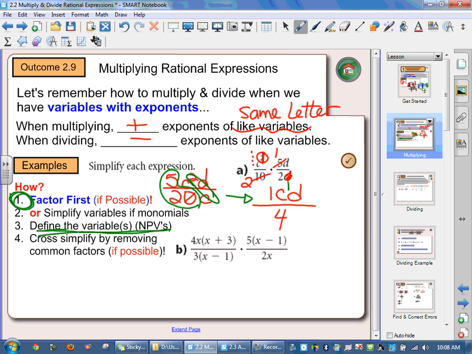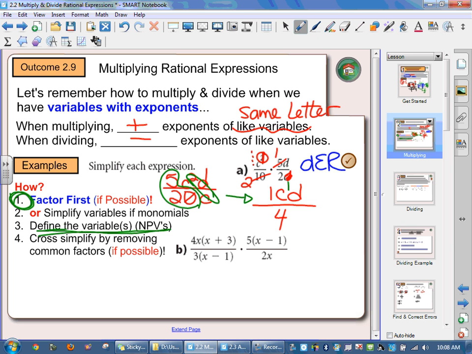Which letter is on the bottom, c or d? Which letter started on the bottom? C did. So that means only c needs to have a restriction. D can be anything because he's on top. So we need to state that. So I would say, well, d can be anything. D any real number. But c can't be.